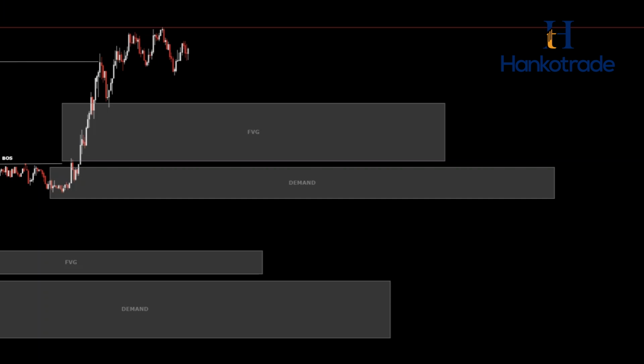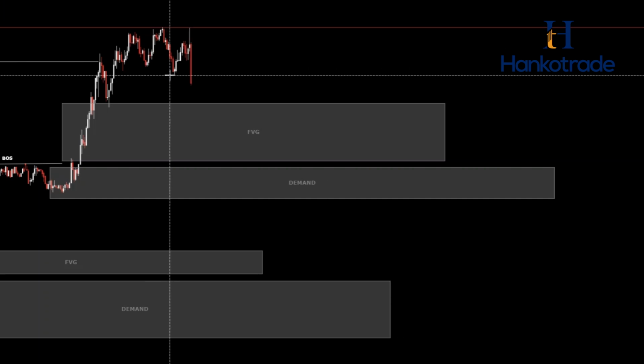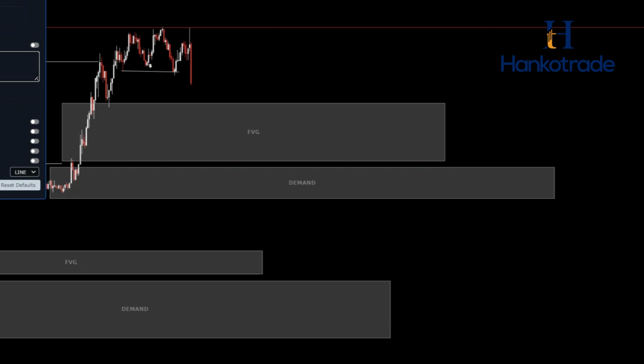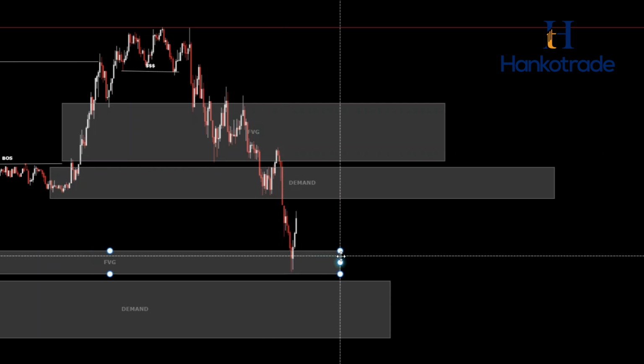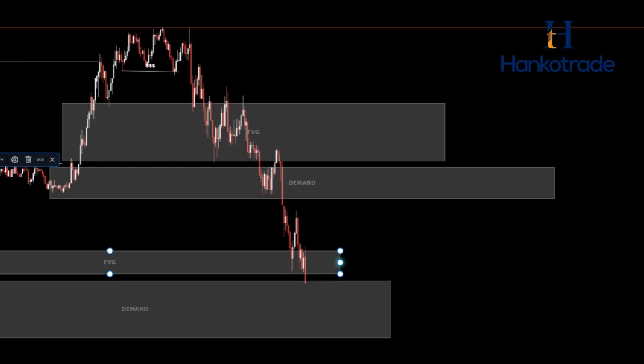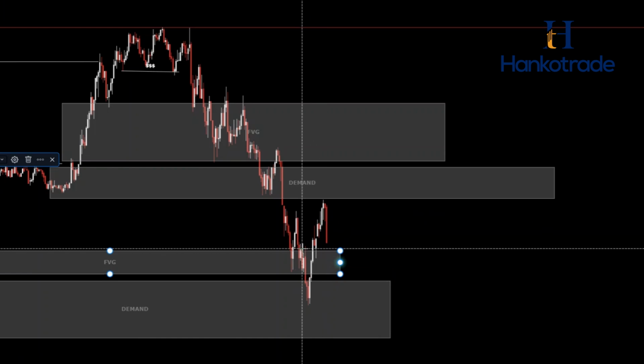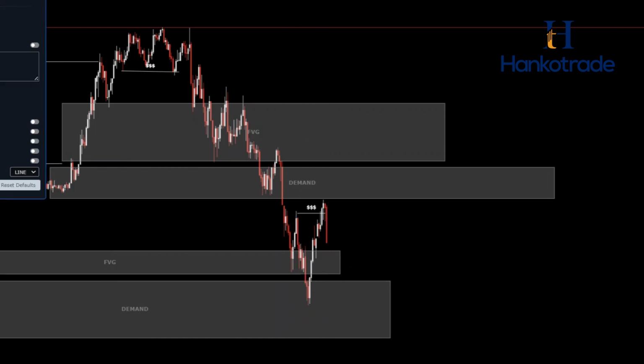In this case, we are waiting for the price to reach the demand zone. If the price reaches the demand zones, I will patiently wait until the conditions align. The price crossed the first demand zone, we are waiting for it to reach the second demand zone.